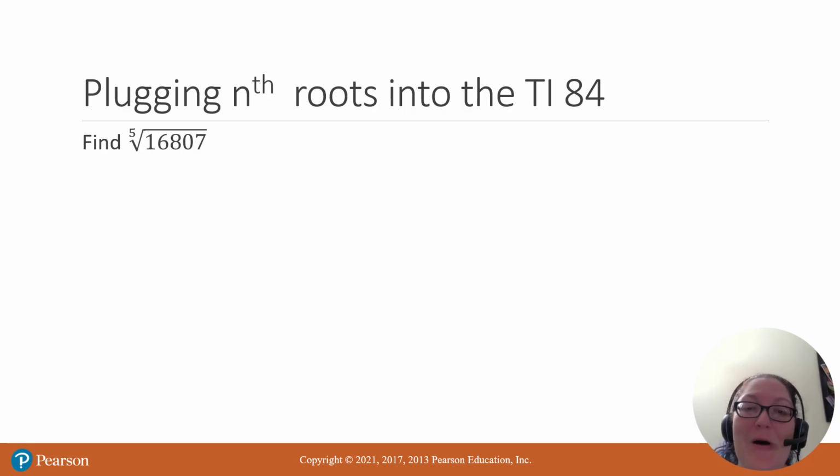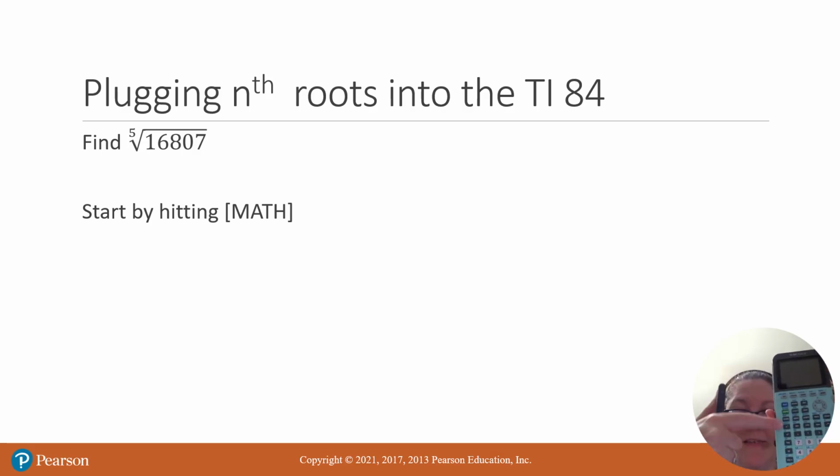Okay, so let's talk about plugging into the calculator, because I know some of y'all are like, how the heck did she take the fourth root of something? Well, you can actually take roots better than just a square root in your calculator. There is a way to put in other roots besides a square root in the TI-84 calculator. So to find the fifth root of, say, 16,807, you're going to start by hitting the button that says math. That's on the calculator on this side here, and it spells the word math. It is basically the third one down there. You're going to hit it, okay?